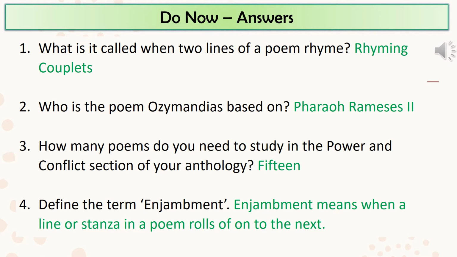Number 3, there are 15 poems that you need to study in the power and conflict cluster of your anthology. And number 4, enjambment means when a line or stanza in a poem rolls on to the next one. Okay, so it's continuous, there's no punctuation to stop the next line or stanza.